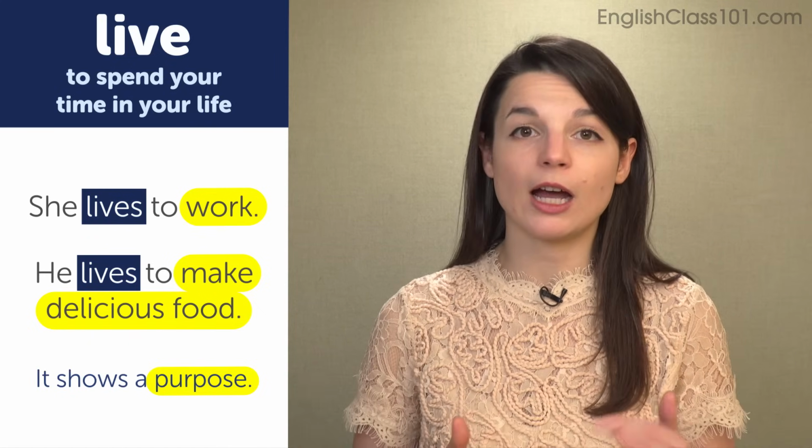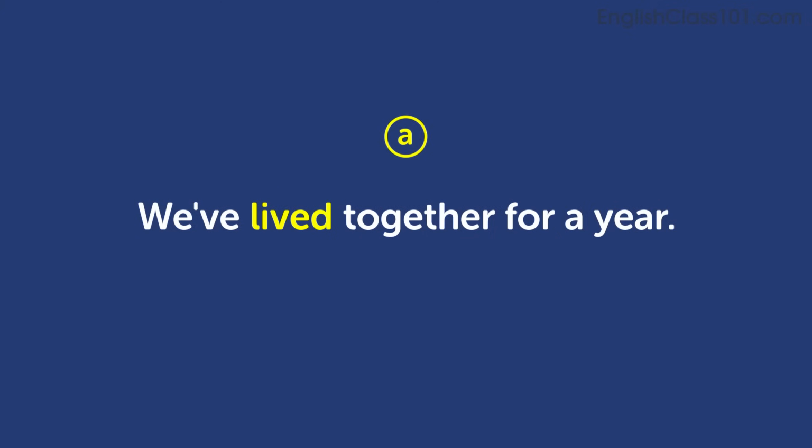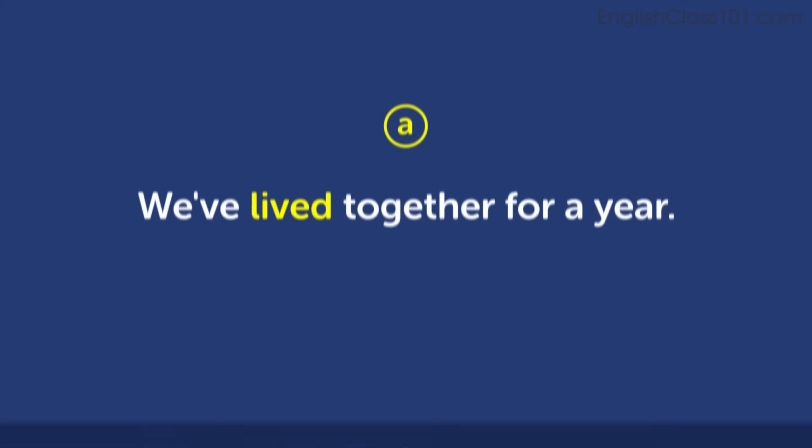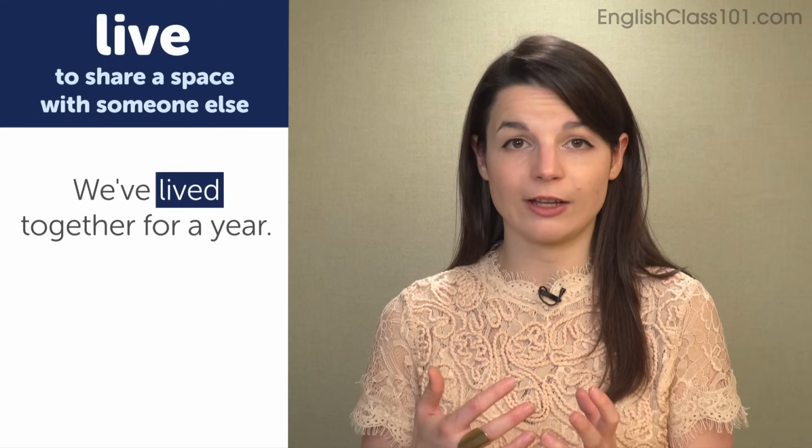The second meaning I want to talk about is to share a space with someone else, like to share your residence with someone else. Examples. We've lived together for a year. She still lives with her parents. So in these example sentences, we've lived together for a year.